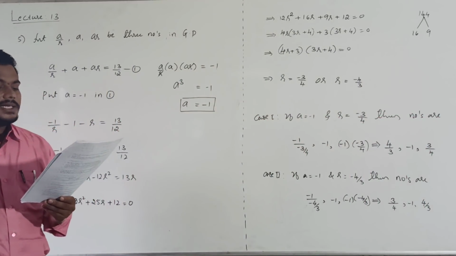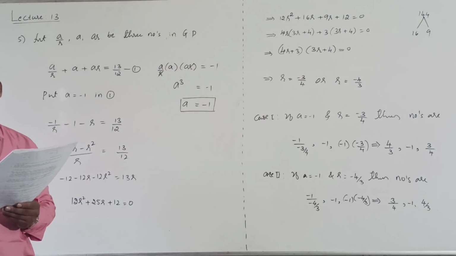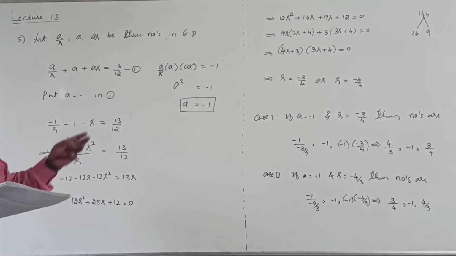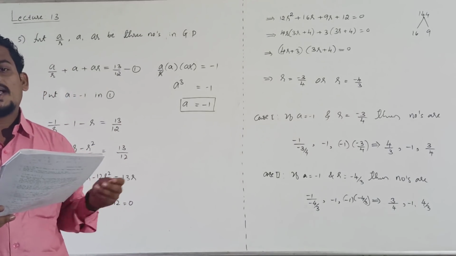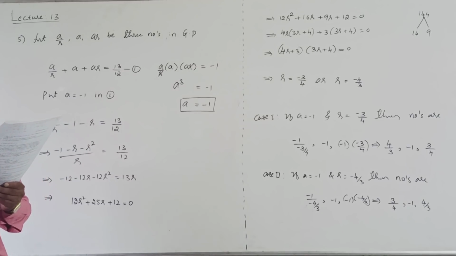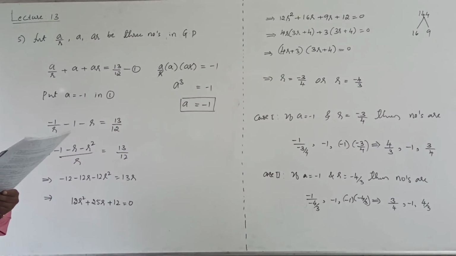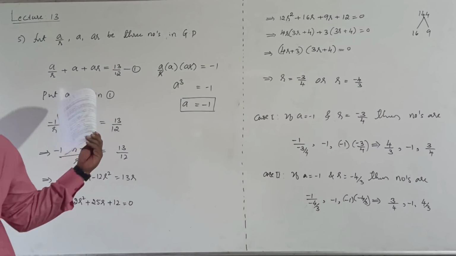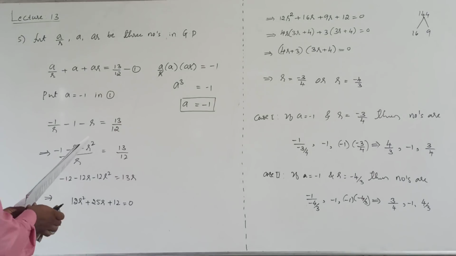Question number 12 in exercise 9.3. It is a similar one, just do it as homework. The sum of the first three terms of a GP is 39 divided by 10 and their product is plus 1. Find the common ratio and the terms. It is exactly the same as this problem. Question number 12 in exercise 9.3. Do it as homework.